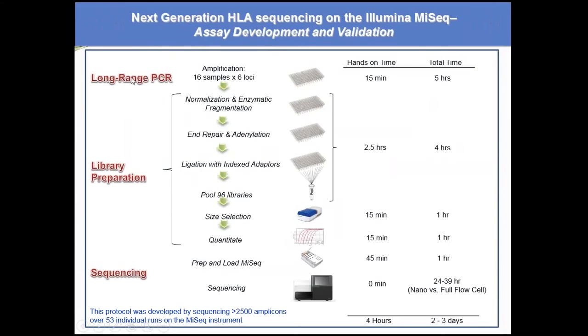So developing our protocol was a system whereby we started with the amplification of our samples, of our six loci initially, ABC, DRB1, DQB1, DQA1. After amplification, we have a normalization step, so we can have comparable amounts of amplicon. These amplicons are broken down by enzymatic fragmentation, and repair and adenylation follows. Then ligation to ligate the adapters, necessary elements for the subsequent sequence on the Illumina platform. And the libraries that are generated are then all pooled into a single tube. We assess, we separate the sizes, so we select the sizes we need for our assay, we quantitate this library, and we load the MySeq kit for the sequencing.